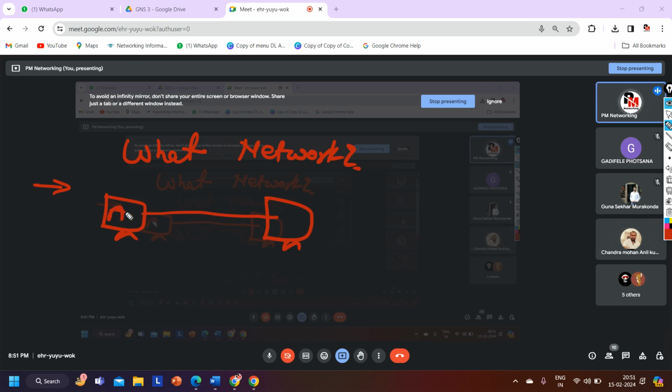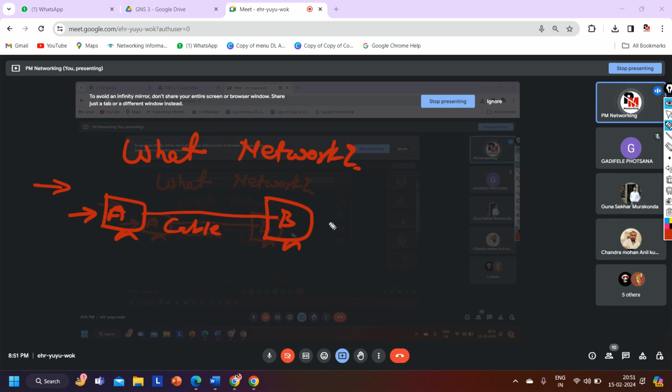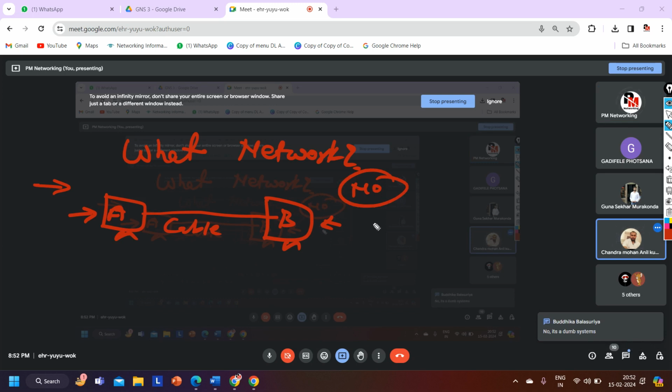Let's say I have computer A and computer B, connected through one cable. Let's say this is an Ethernet cable. Can I say this is one network? Here I have not configured any IP address. I just purchased two laptops from the market, one Ethernet cable, and connected them together. Can I say it is a network? No.